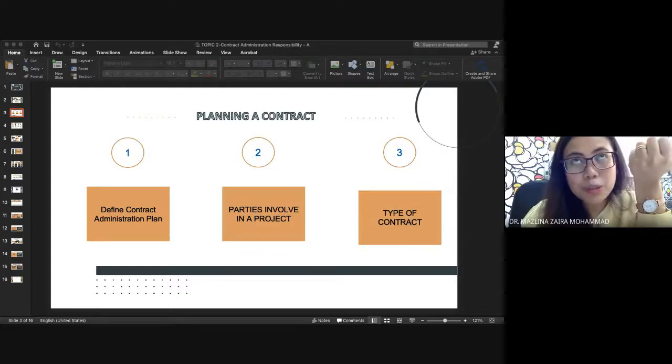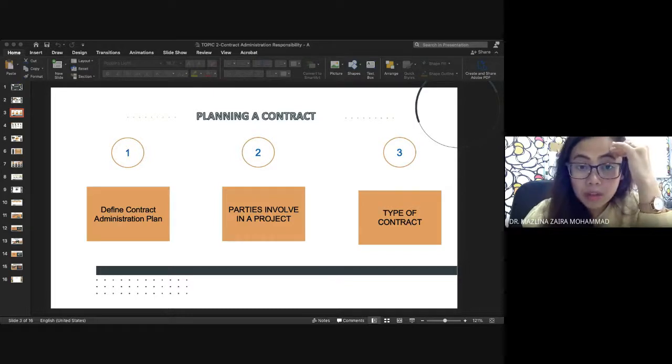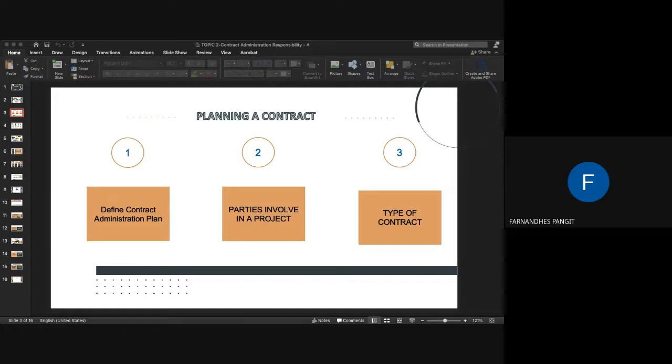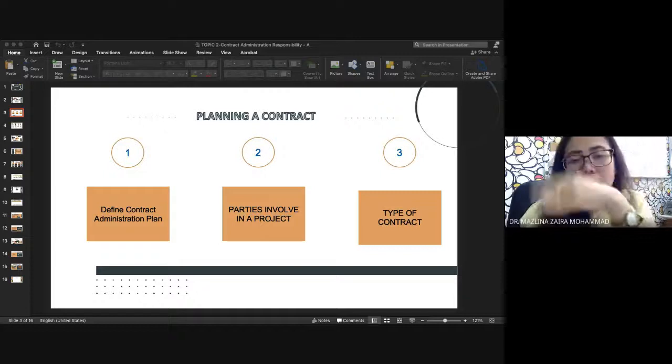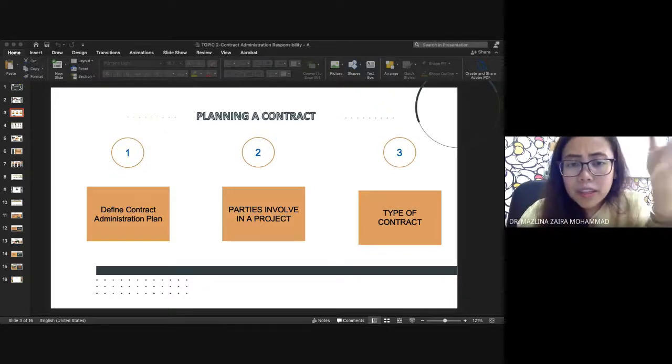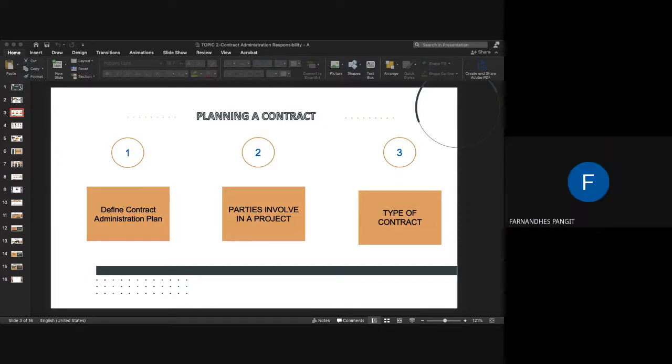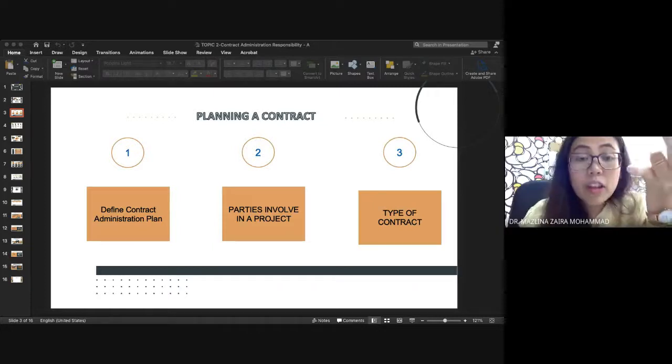When you want to build a building, what else do you have to install? Building services. What is that? Electrical. Electrical engineer. M&E engineers are part of the consultant.